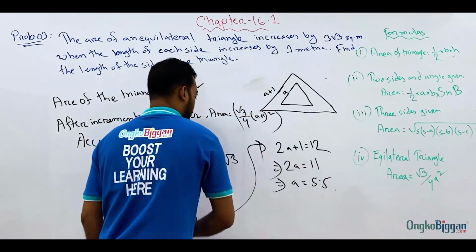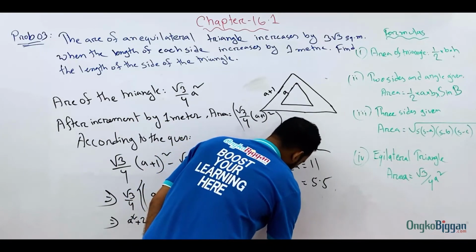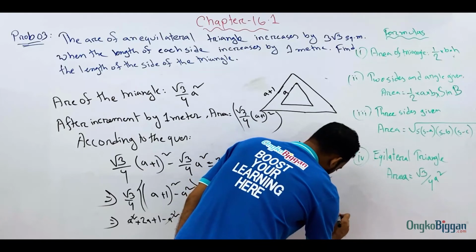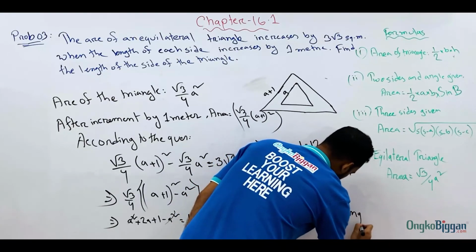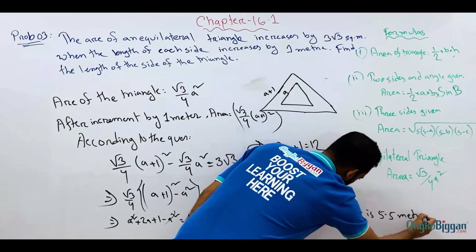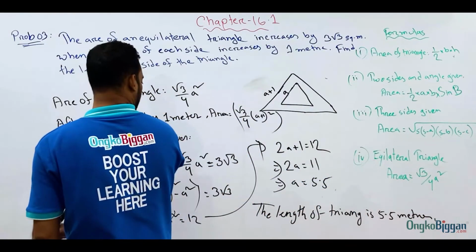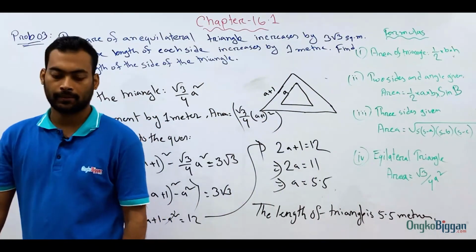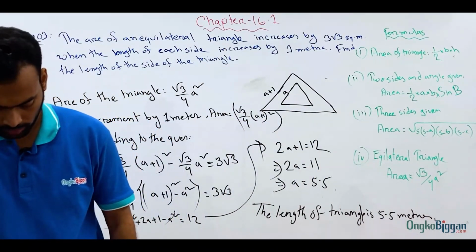So the length of the triangle is 5.5 meters. Okay, so this is basically how we have to solve this problem.